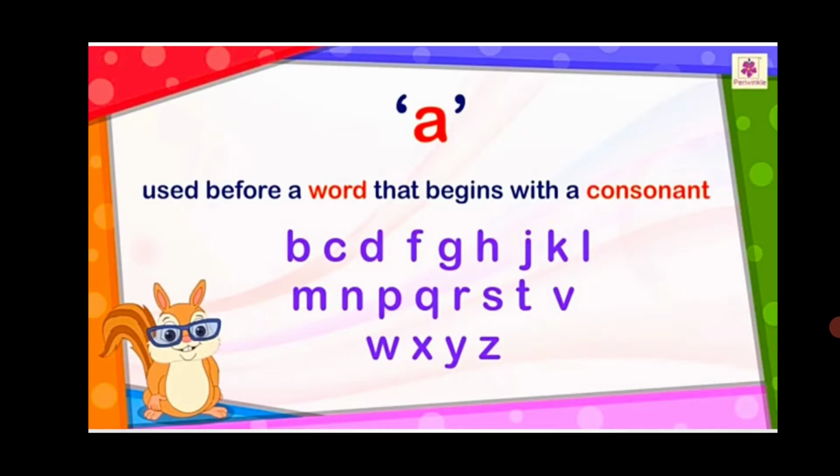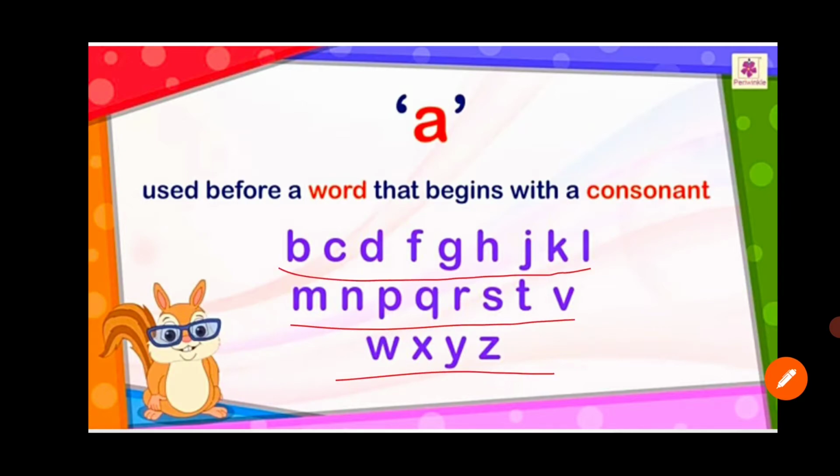मतलब जो singular word, okay, not plural word. We don't use a before the plural words. We use a before the singular words that start with the consonants. So consonants कौन से हैं? These are consonants. These all are consonants. So जो वर्ड्स ए कंसोनेंट से स्टार्ट होते हैं, सिंगुलर वर्ड्स, उनके पहले हम ए लगाते हैं. ओके.